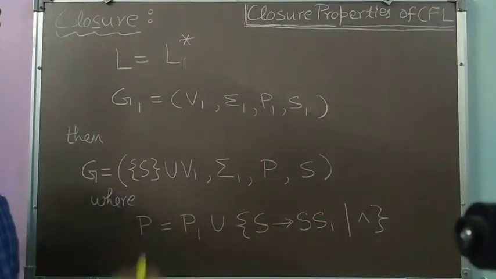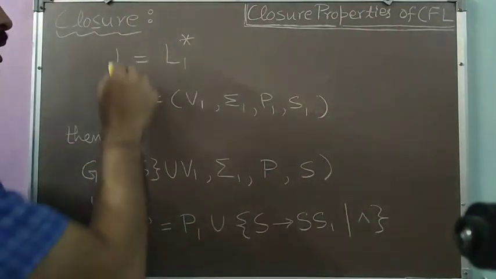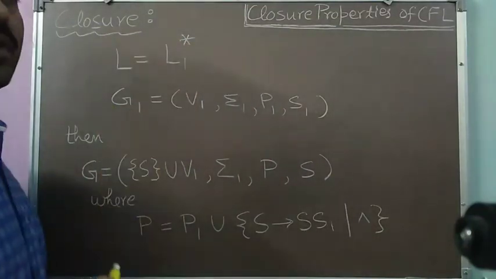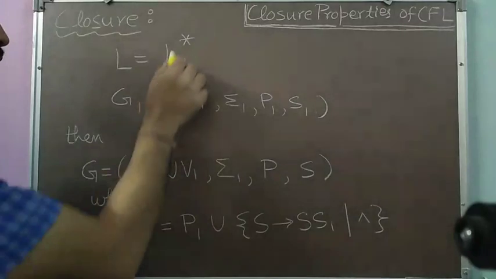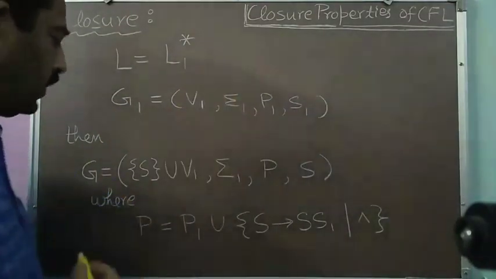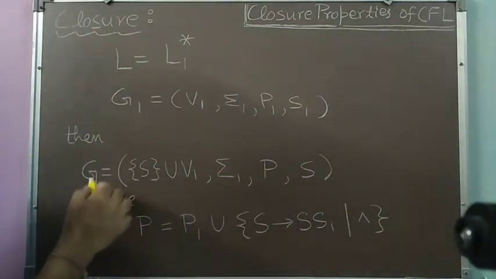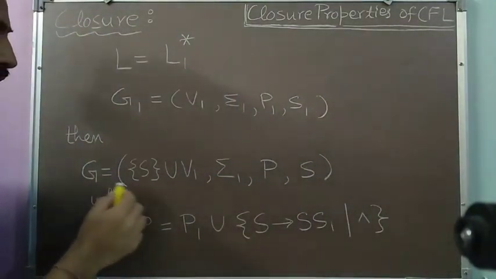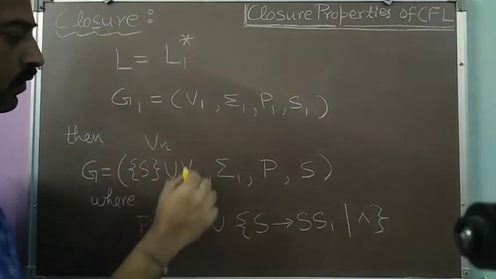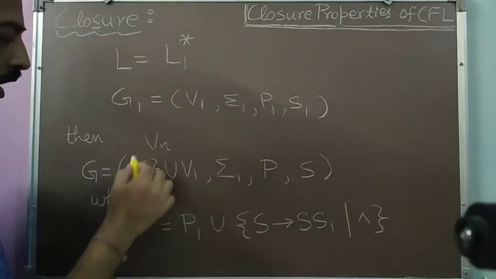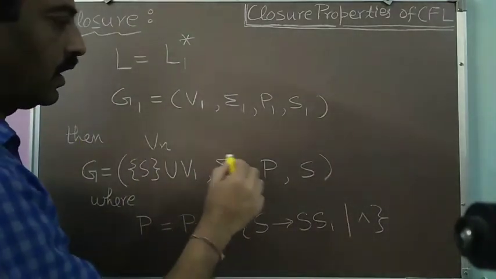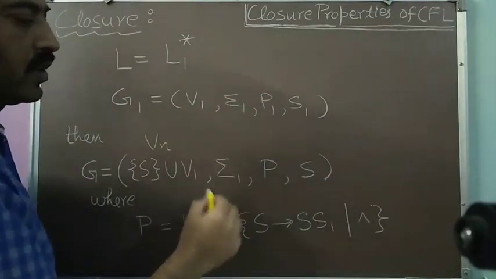Now come to our third operation, that is the closure operation, meaning thereby that L is equal to L1 asterisk, where L1 is some context-free language. Okay, so it is represented by the grammar G1 such that G1 is equal to V1, sigma 1, P1 and S1. Then we can always define the grammar G corresponding to the language L such that its set of variables is S union V1. So all the variables from V1 including the new variable S will be the part of its set of variables. And then it will be defined over the same alphabet, that is sigma 1.